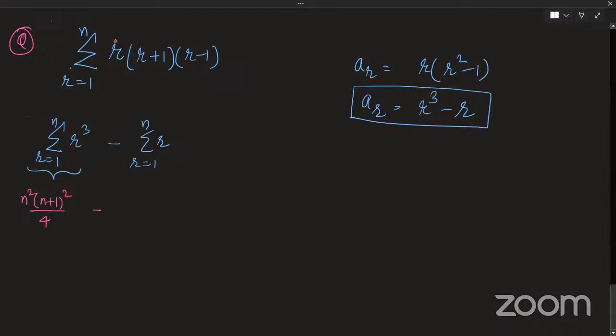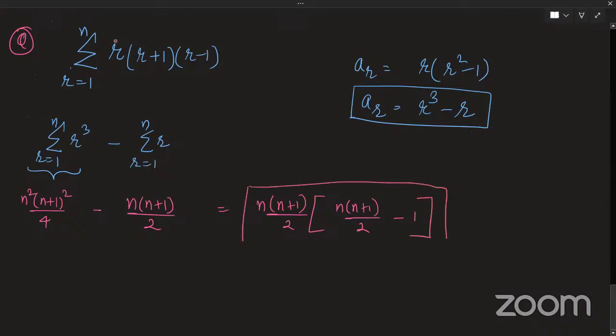What about the second one? n into (n plus 1) by 2. Correct. So in other words, I can just take n into (n plus 1) by 2 common. It will be n into (n plus 1) by 2 minus 1. So yes, this is my correct answer. Okay, everyone? Got it?